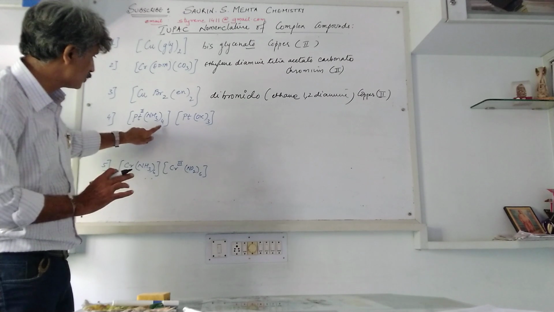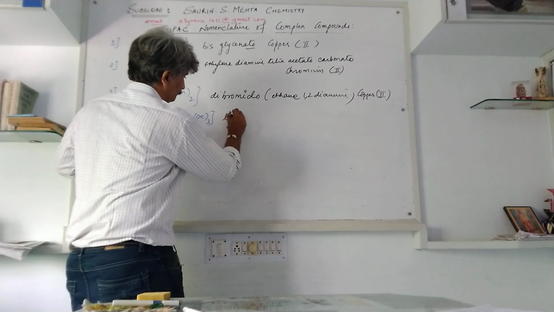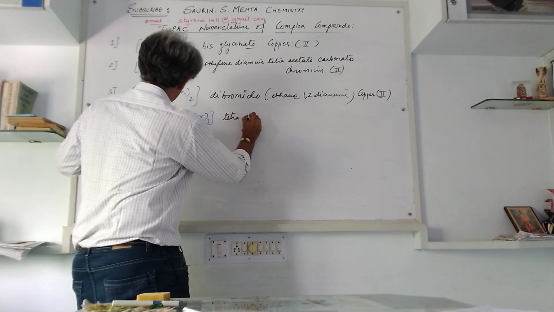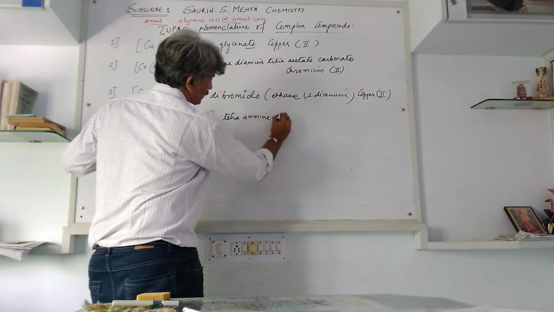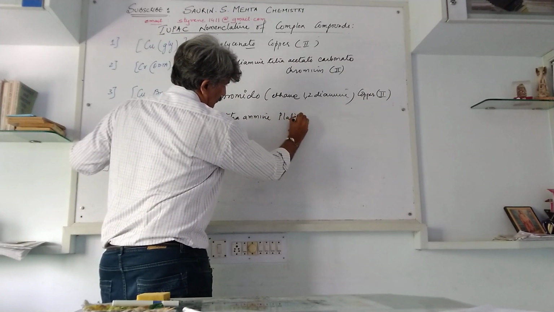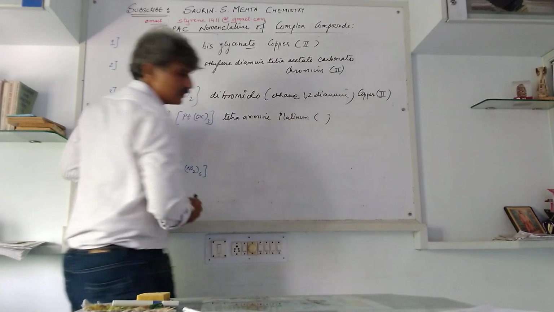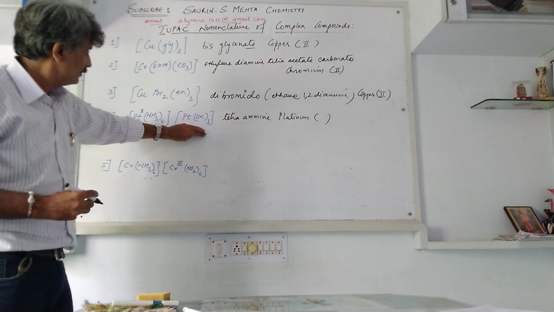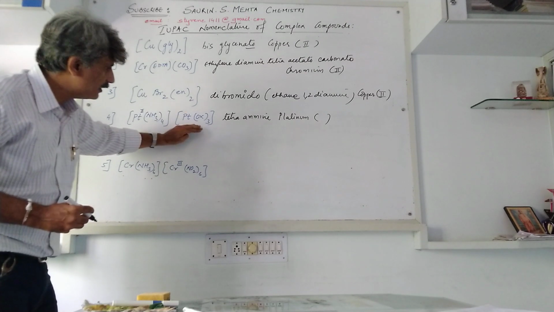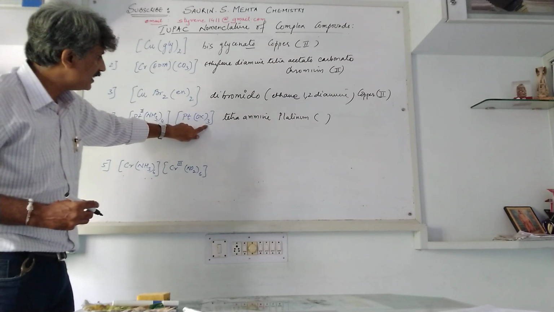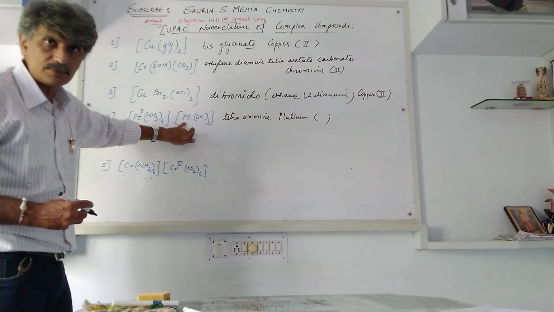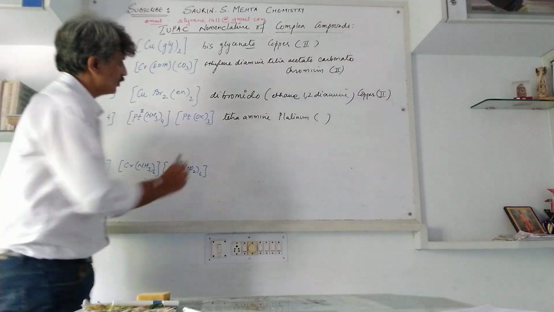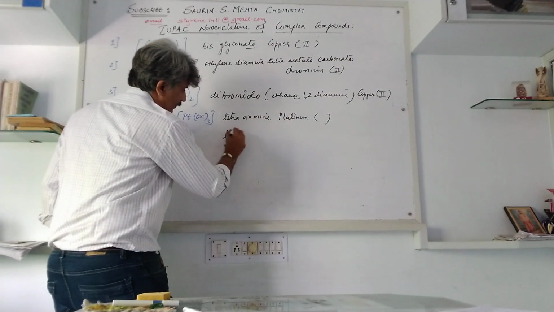So I'll write for this one as tetraammine platinum. And then I'll place the bracket for the same. Fine. We'll move on to the next bracket. Forget about this and concentrate on this. This is 3 times ox and Pt. Ox 3 times, so I'll write it as tri.